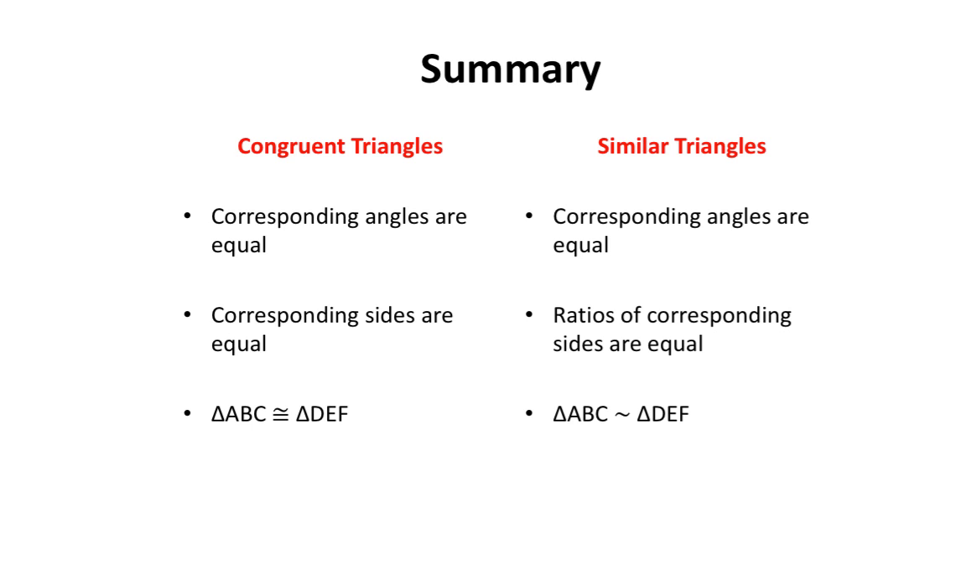In summary, for congruent triangles, corresponding angles are equal, corresponding sides are equal, and to represent this mathematically, you would say triangle ABC is congruent to triangle DEF, and you would use an equal sign with a tilde symbol over top. For similar triangles, corresponding angles are also equal. However, ratios of corresponding sides are equal. And mathematically, you would say triangle ABC is similar to triangle DEF, and you would be using this tilde symbol all by itself.